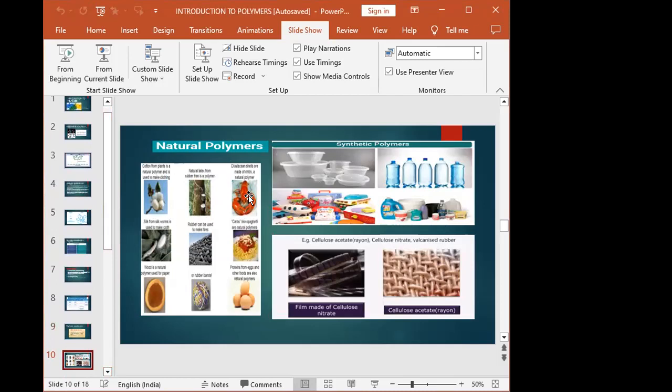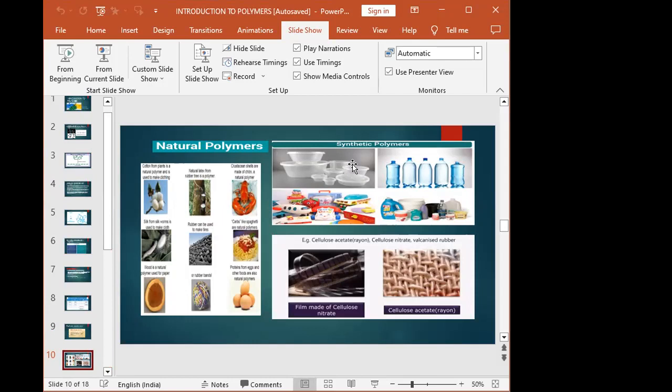You can see natural polymers like cotton from plants, which is a natural polymer. Also, rubber can be obtained from the tree, which is also a natural polymer. And wood is a natural polymer used for making paper, etc. Rubber can be used in making tires. In the same way, crustacean shells are made up of chitin, which is also a natural polymer. So these are the pictures of natural polymers.